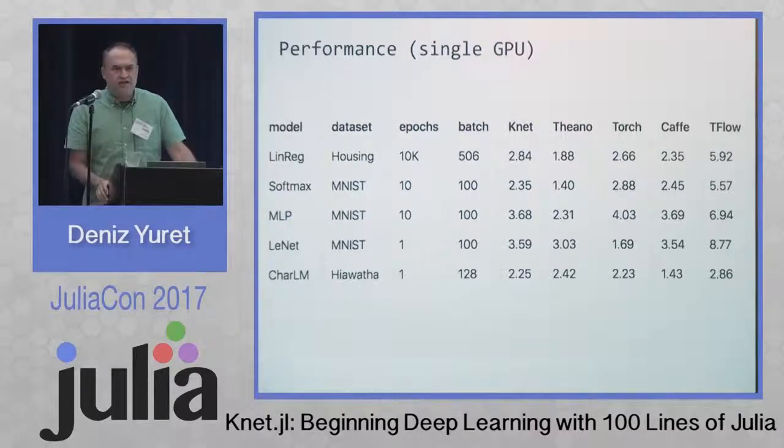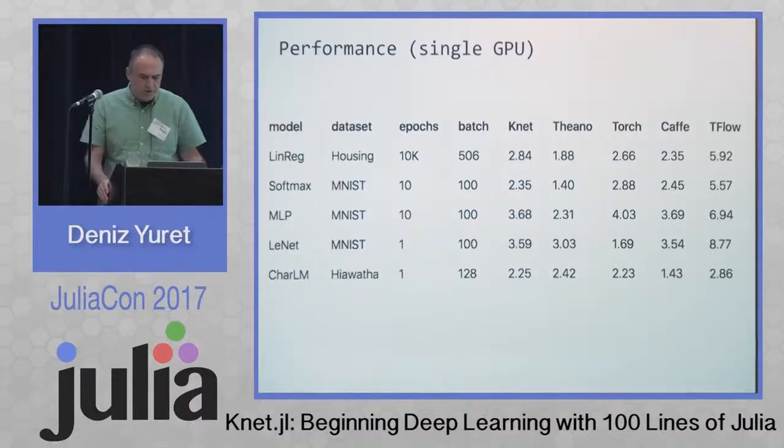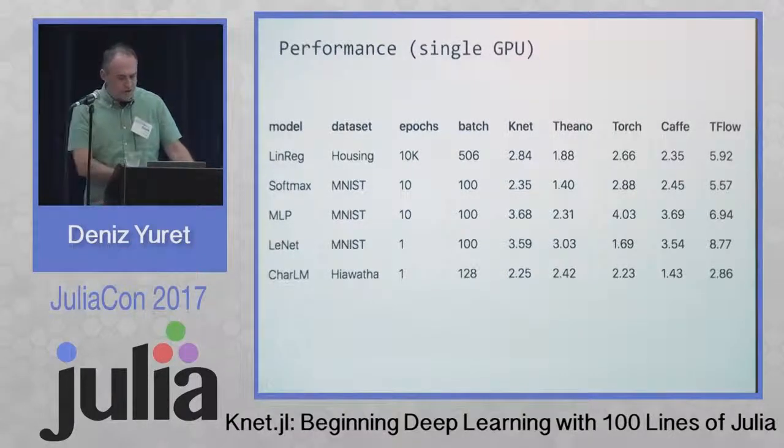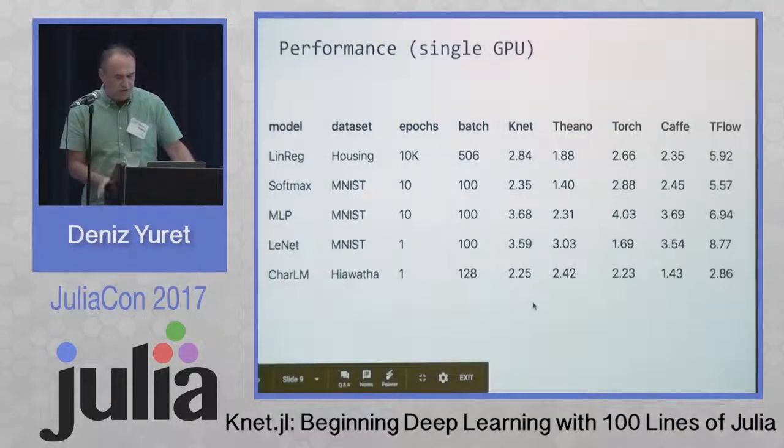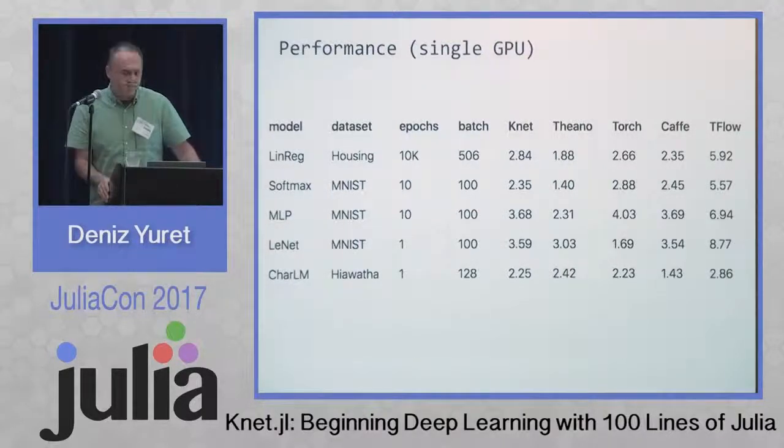One of the questions I get asked a lot is, how is your performance? Each row in this table is a different benchmark that we ran, comparing various major frameworks with Knet. As you see, the numbers for Knet are neither the best nor the worst. They're usually fairly close to some of the other frameworks. Even though I'm doing AutoGrad and dynamic graphs, which I will explain later, it's still quite fast for practical purposes.